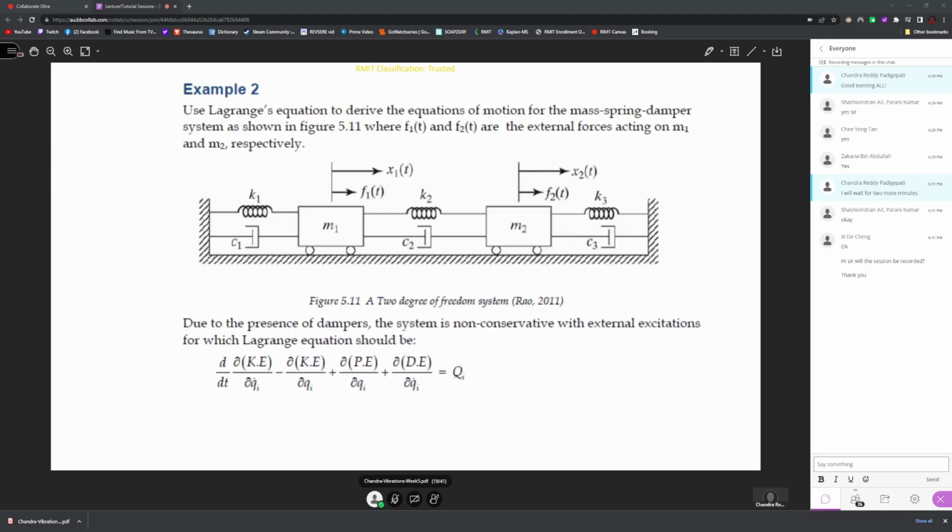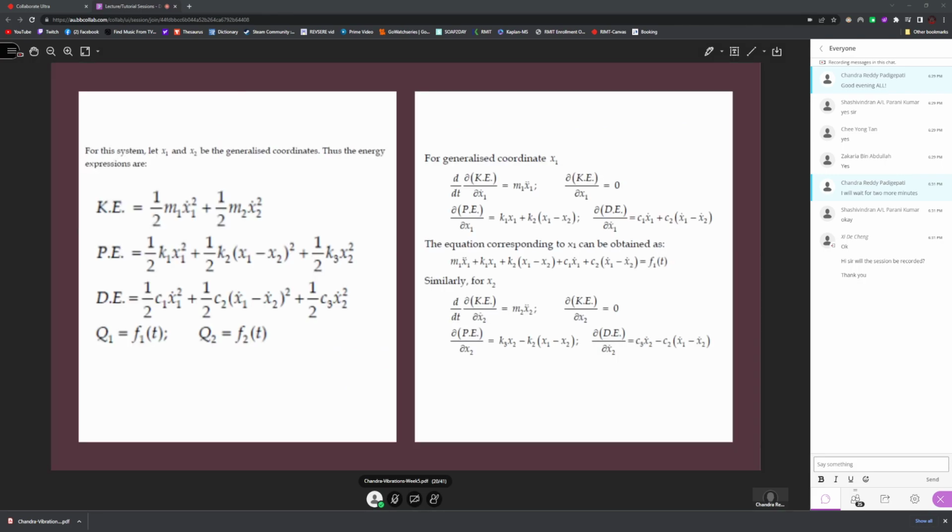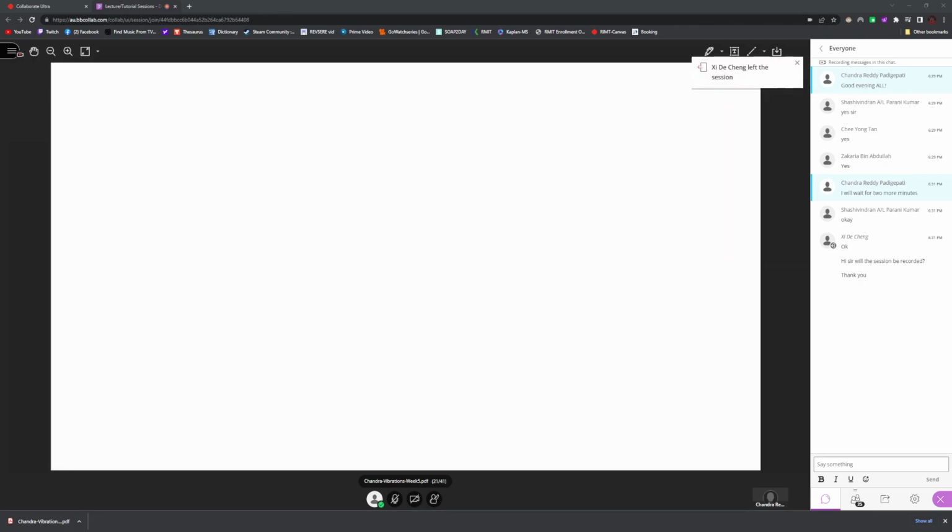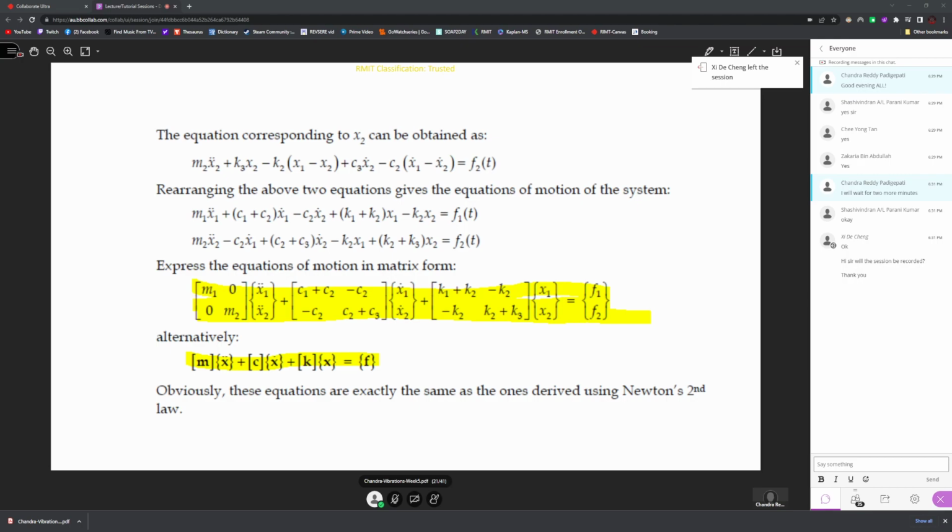All right, next. For this example, we have derived the equations of motion using Newton's method. But this example tells you how you can apply Lagrange's method to get the equations of motion. I will not go through this, as we have done it in the last session. You can see you can get the three equations of motion, and you can write them in matrix multiplication format as we have done earlier.